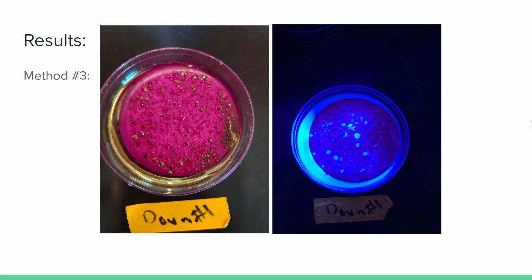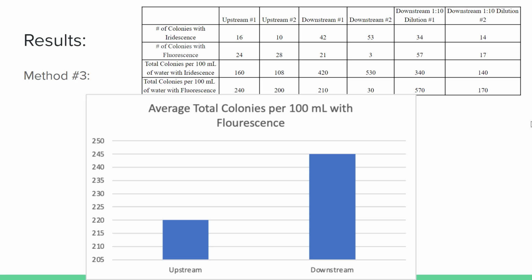The results in method 3 are different. There's no MPN value, but it's calculated as the total colonies per 100 milliliters of water. The most important part of looking at this table is the fluorescence total colonies per 100 milliliters of water. In the two upstreams, it's 240 and 200. This is the total colonies in that place, and the downstreams are 210, 30, 570, and 170.